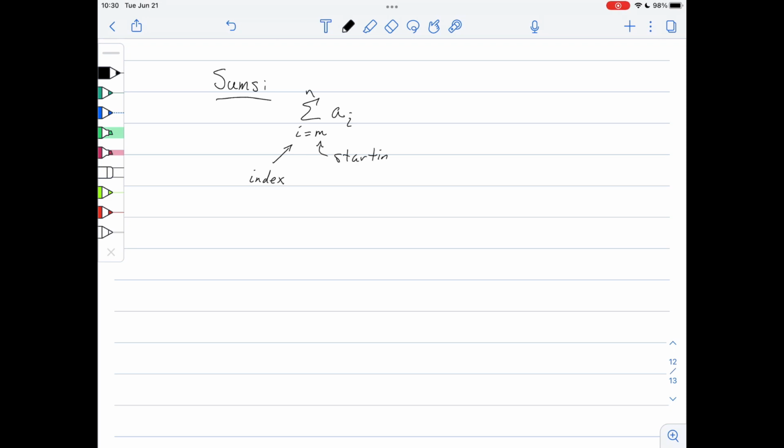i is the index, and m is our starting point. So the thing on the bottom is where we start, and the thing on the top is where we end. So n is our ending point. And that thing on the inside, what's called the summand, we can think of it as a function in terms of i. So we can think of a sub i as a function f of i.